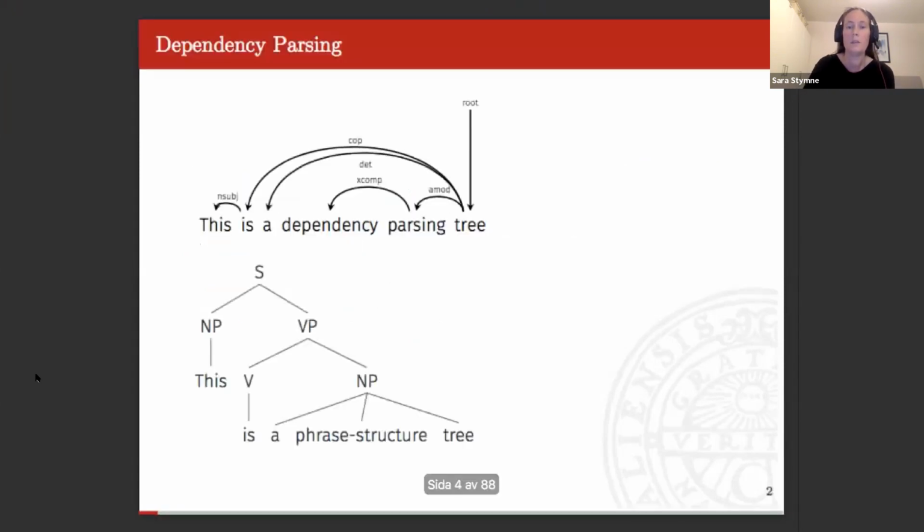So to start with, I assume that you probably know what a dependency tree is. It's on top of this slide. In a dependency tree, words are connected by arcs that also have a label that describes the type of relation. So in this tree, you can see that this is the subject of is, is is the root, and it is connected to the copula and the determiner and so on. This can be contrasted to a phrase structure tree, where you group words into phrases like noun phrases.